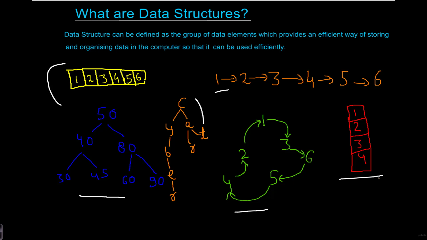Because there are different types of data. Some data needs to be accessed very fast, some of it we just want to store in large amounts. So for different requirements we have different types of data structures. And thus the definition says "so that it can be used efficiently." It is the way that we store our data so that we can easily access it whenever needed.